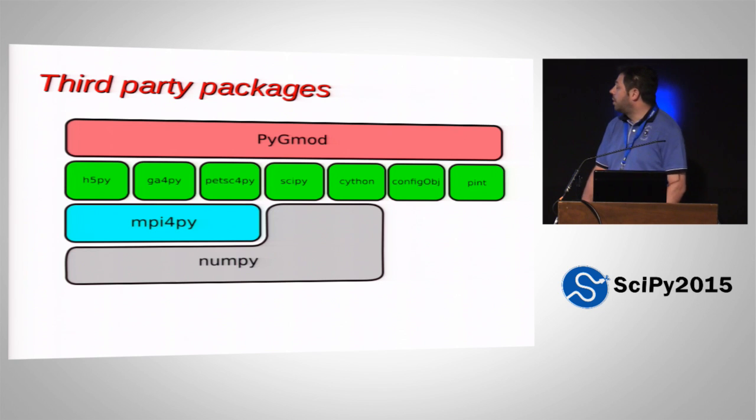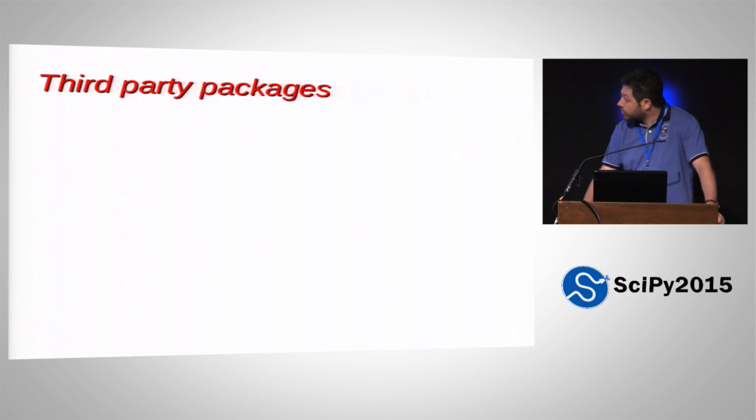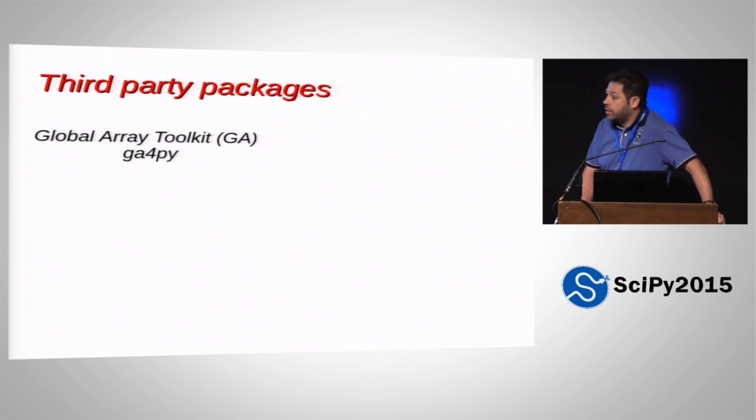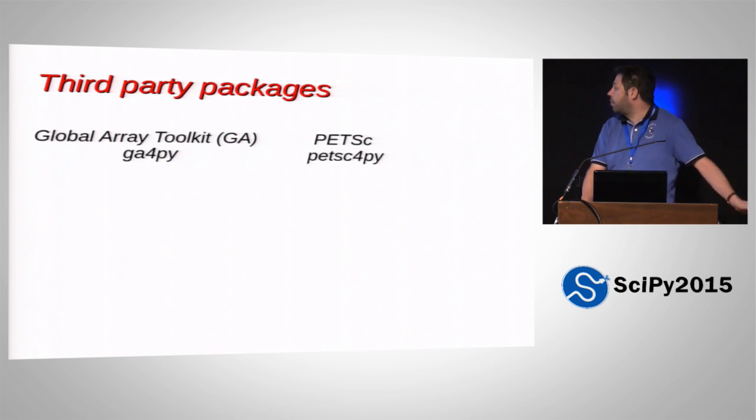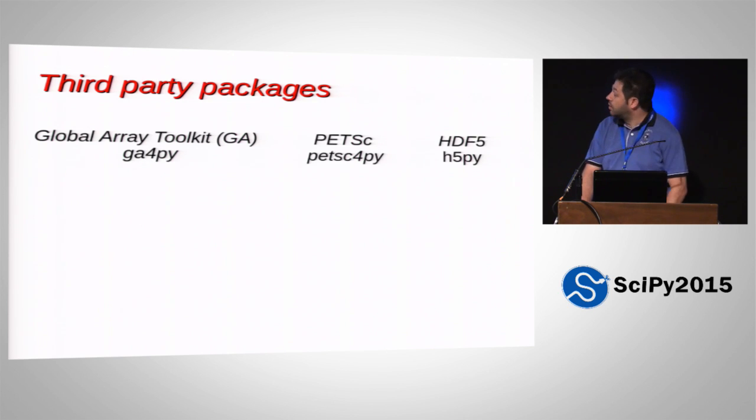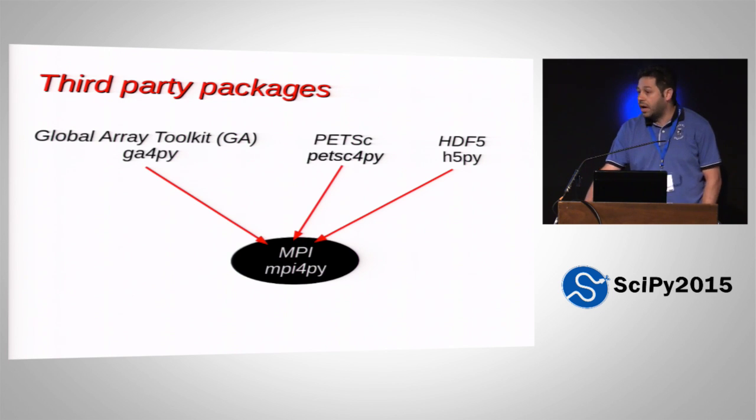In order to build PyGMod, we use several third-party packages. Some of them are parallel packages, and some others are based on mpi4py, and many other packages depend on NumPy. The most important packages are Global Arrays Toolkit, GA, whose bindings are provided by GA for Py, PETSc, petsc4py, and HDF5 files. All of them depend on MPI, through mpi4py, and these three packages are the most important for the parallelization of the code. They take care of all the communication needed in our code.